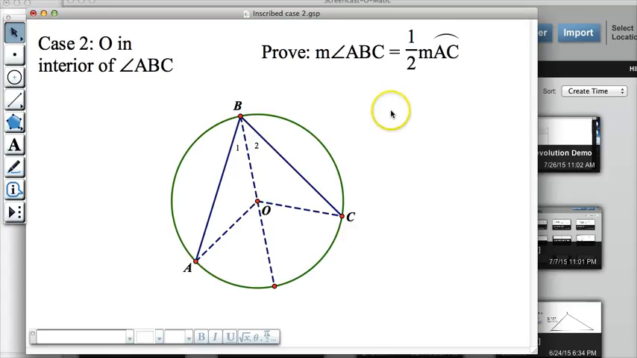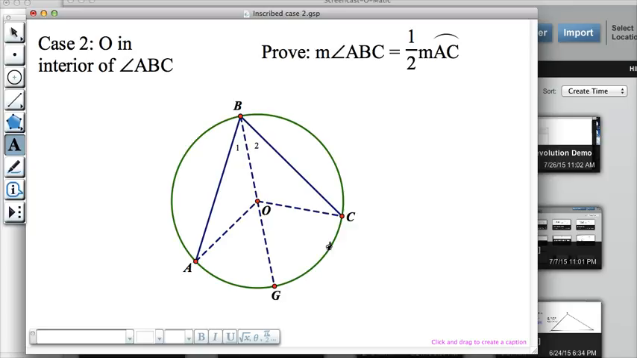So we know that using the proof that we've already established for case 1, that we could show that the measure of angle 1 is half the measure of arc AG. Okay, and then we could also show, using the proof that we did for case 1, that measure of angle 2 is half the measure of arc GC.